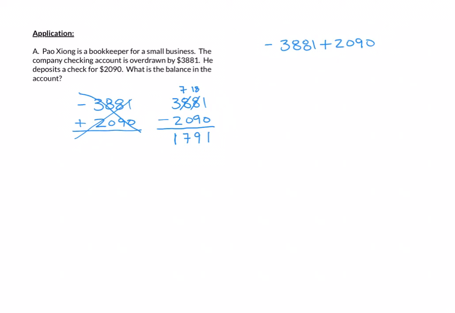Now I want to take it back over to my problem. We subtracted, disregarding signs. And now, what is the larger number? The larger number is 3,881. It is negative, so my answer will be negative. I'm also going to include my units, and so we should have negative $1,791.